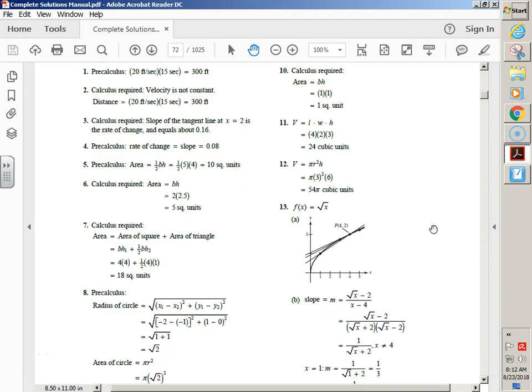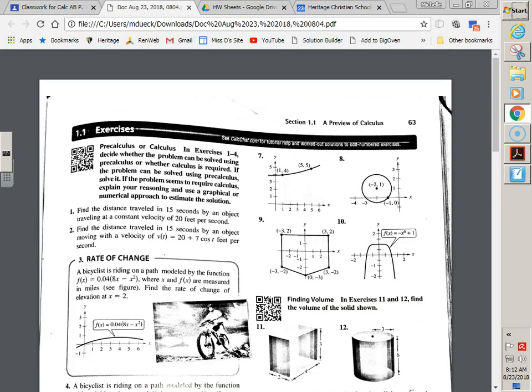Okay, so on problem numbers 1 through 10, you were supposed to summarize your directions. Hopefully you guys had that. We talked about it yesterday. For summarizing the directions, we said something to the effect of pre-calc or calc. Pre-calc, you were supposed to solve. Calc, you're supposed to explain. If it requires calc, explain why you think it needs calculus, and then estimate in some way, shape, or form.